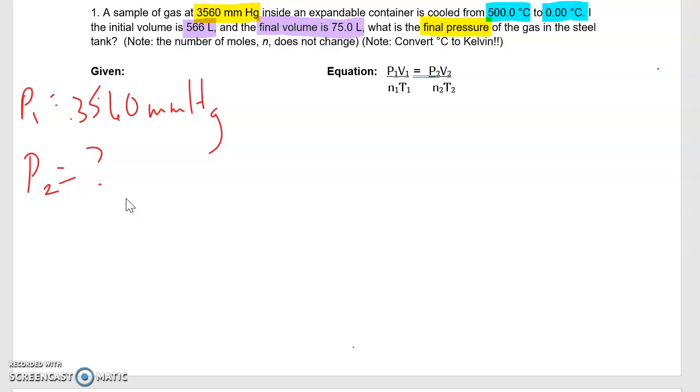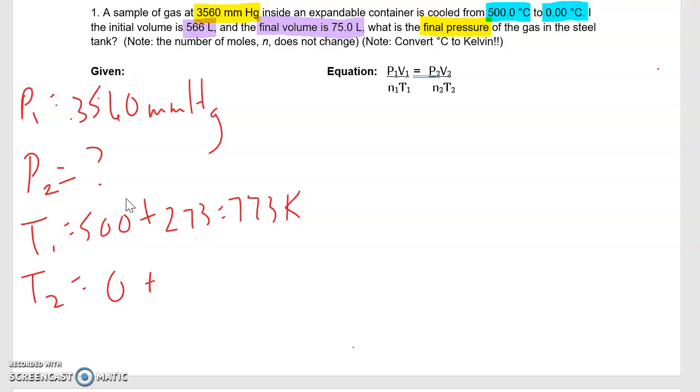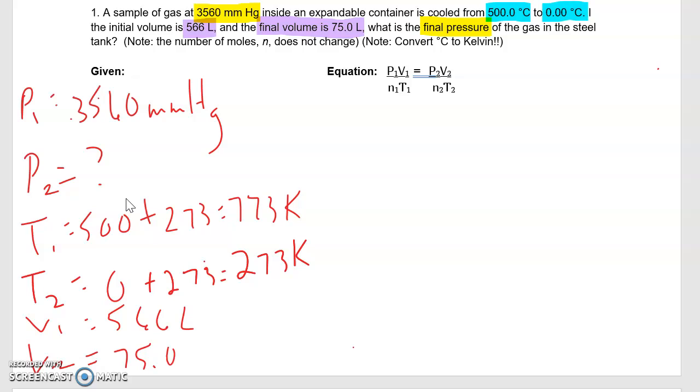And then highlighted in blue, I have a T1, which is 500 degrees Celsius. And I'm going to change it to Kelvin by adding 273. So that's 773 K. And then I have a T2, it's 0 degrees Celsius. It's easy math to do. 0 plus 273 equals 273 Kelvin. So that's my T2. And then I'm given an initial volume, so that's my V1, of 566 liters, and a final volume of 75.0 liters. So now I have everything set up, and I can plug this all into the equation. What I don't have is number of moles, and it doesn't change, so I can just leave it.